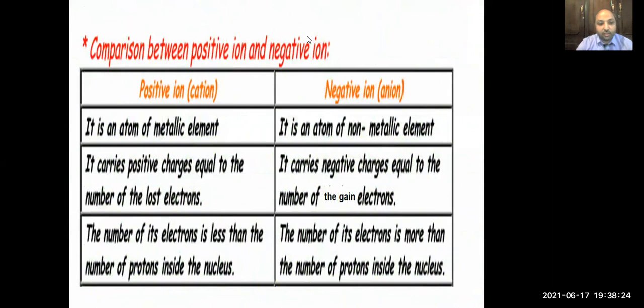So the first point: a positive ion is an atom of a metallic element like sodium, like magnesium, like aluminium, like potassium, and it carries positive charges, as we saw, equal to the number of the lost electrons, and the number of its electrons is less than the number of protons inside the nucleus.